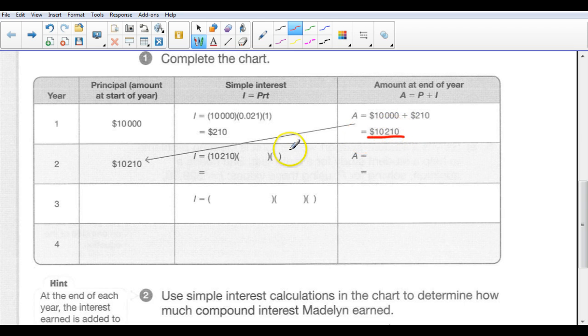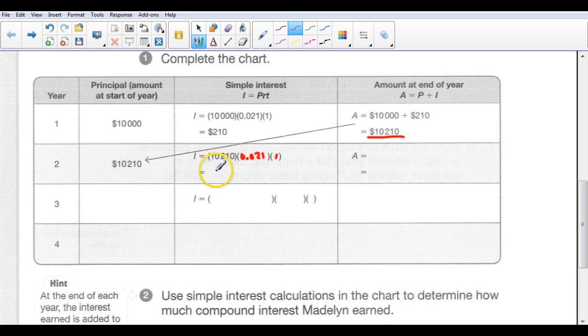So at the beginning of year 2 and all of year 2, she starts out with $10,210. That's what she has now in her bank, because the interest was calculated at the end of the first year. And now at the end of the second year, she's going to have this much money, 10,210. The interest rate is still going to be 0.021, still for 1 year. But instead of putting in $10,000, she's got 10,210. That's what she's investing.